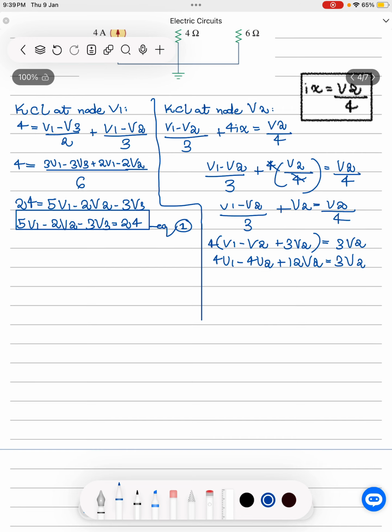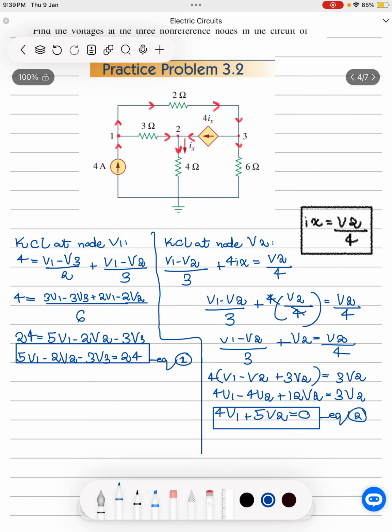Alright, now simplifying further, it would get us 4V1 minus 4 plus 12 minus 3, which gives 5V2, equals 0. This is equation number 2. Alright, let us now find the equation for node V3.